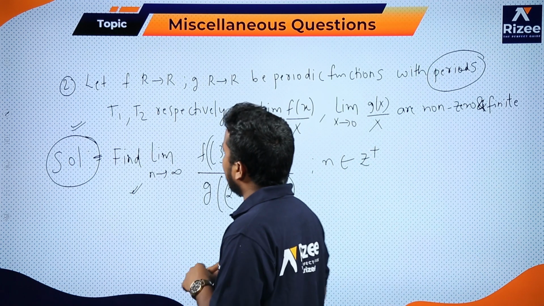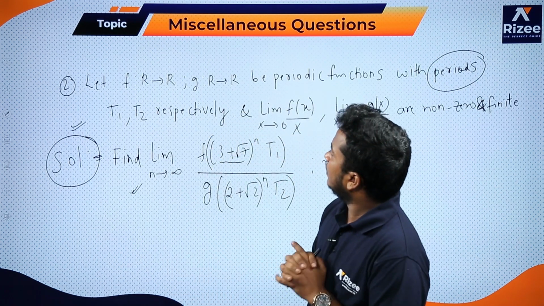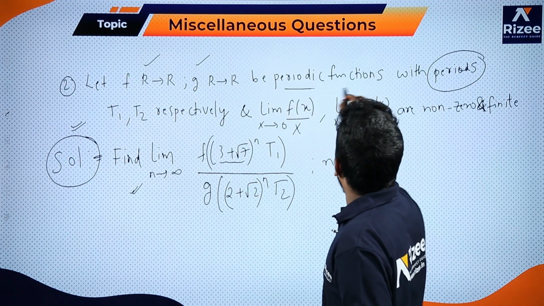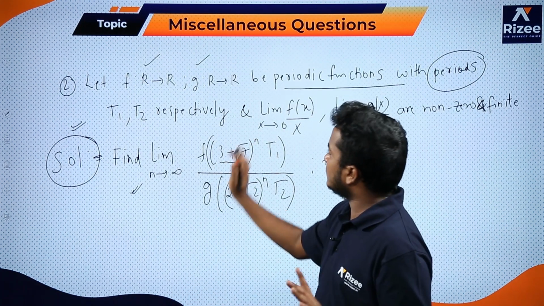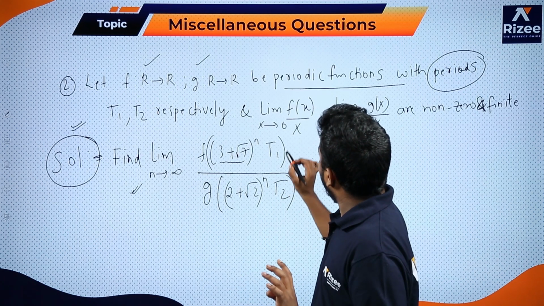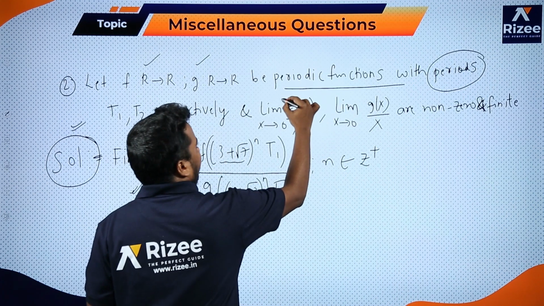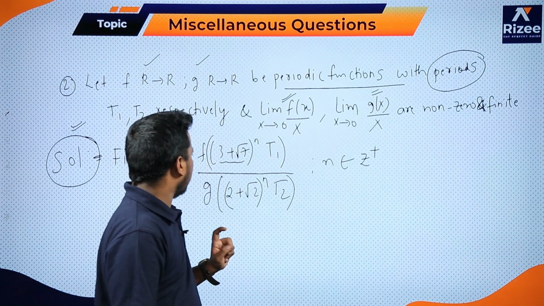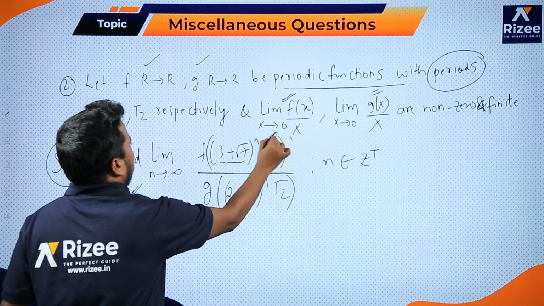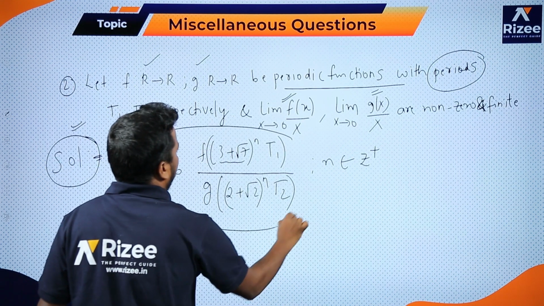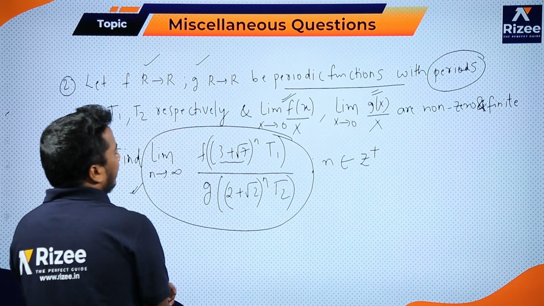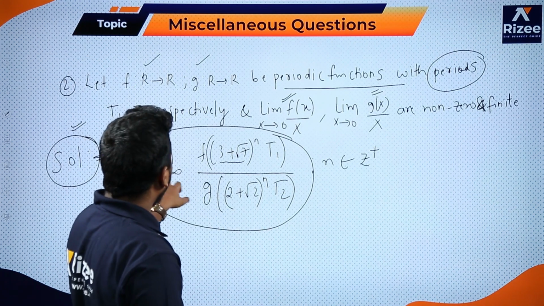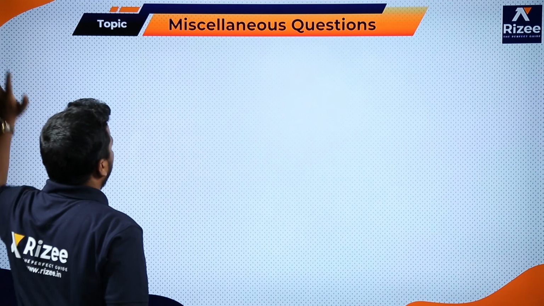So from where can I attack this question? Let's see the information. f and g are two periodic functions with periods t1, t2 respectively. And limit x tending to 0 of f(x)/x or g(x)/x are non-zero and finite, right? So this is the main part. We should calculate f of (3 plus root 7) whole power n into t1 by g of (2 plus root 2) whole power n into t2 as n tends to infinity. Go to next slide.